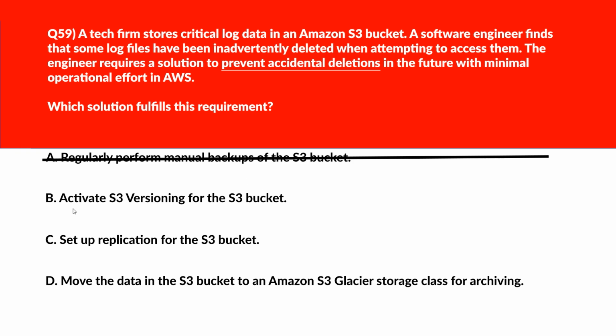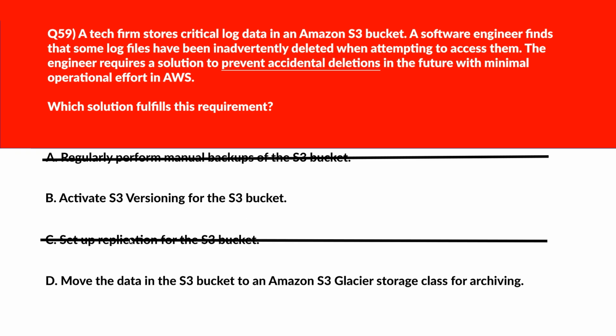Let's move to B. B says activate S3 versioning for the S3 bucket. Looks good, because activating S3 versioning prevents unintentional or accidental deletion by keeping multiple versions of an object in the S3 bucket. Let's park this, because that is what we need, right? If we read this, prevent accidental deletion in S3 bucket. Let's move to option C. C says set up replication for the S3 bucket. This option creates copies of data. It does not prevent deletions as required by the question. Instead, it replicates them. This is something different. We don't need it. C is out.